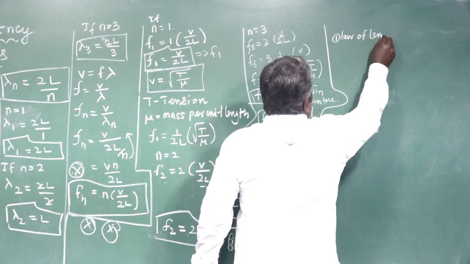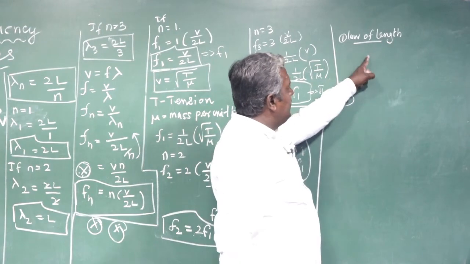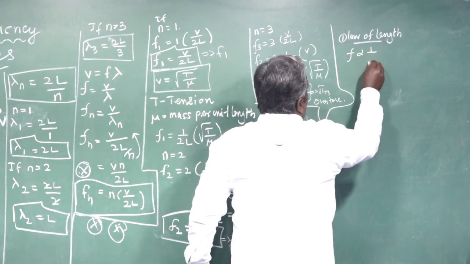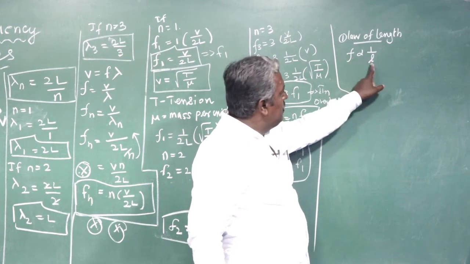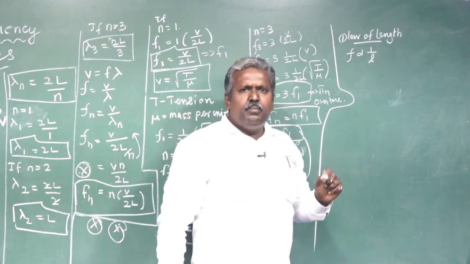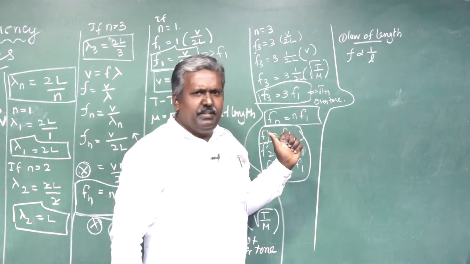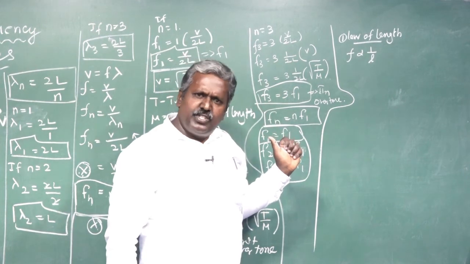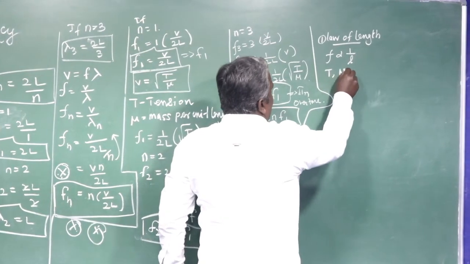Law of length. According to the law of length, we can write F proportional to 1 by L. Here F is frequency and L is vibrating length. Which components or symbols are absent here in the sonometer, or the velocity of transverse waves in a stretched string? Very good. T and mu are absent.